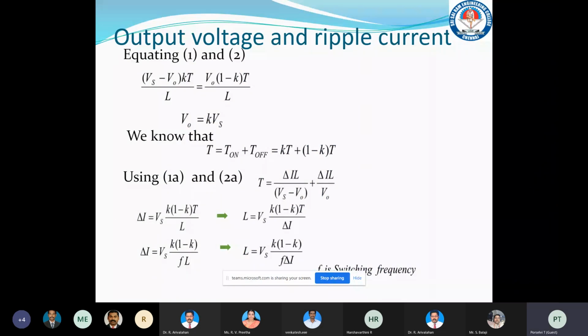Now our aim is to get the average output voltage. For that we'll be equating equations 1 and 2, that is, we'll be equating the del I values which we found during mode 1 and mode 2. This is nothing but equating the on time equivalent.